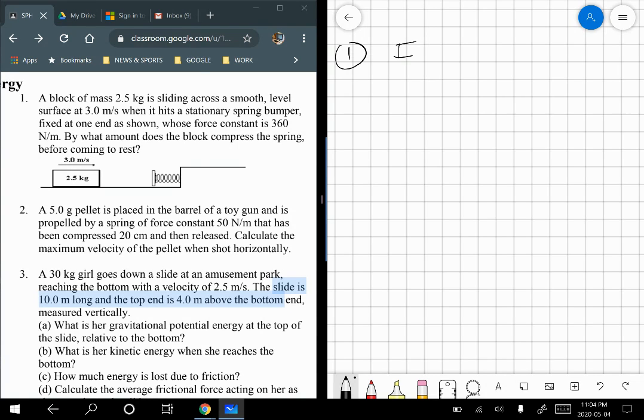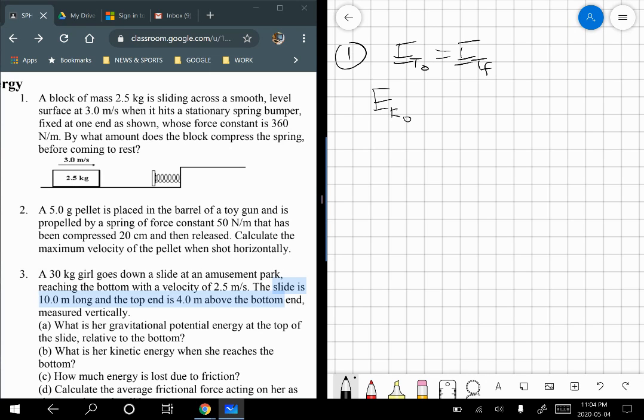So you start these conservation problems by saying the total energy initially has to equal the final total energy. What types of energy do we have in this situation before? Well, it's moving, so we know it's got some kinetic energy. It's got no height, so I'm not going to put any gravitational energy. As a matter of fact, we don't have to worry about gravitational energy at all. Nothing's jumping up or down in this problem.